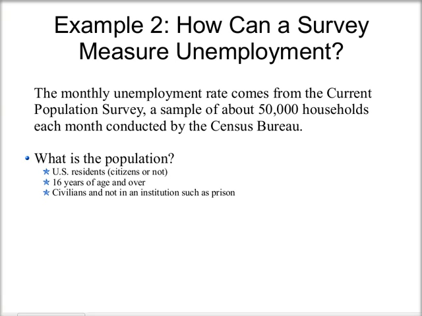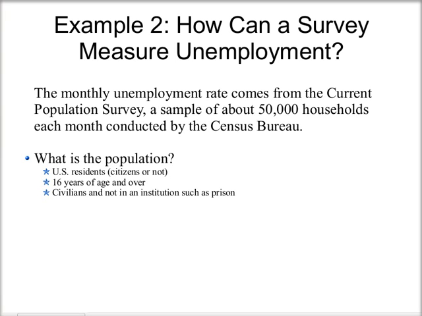Well, they decided that they want to look at all U.S. residents, whether they're citizens or not. And they also want to consider everyone who is 16 years of age and over. So that's what they consider the working age for this study. And they're going to include people who are civilians, so not people who are in the military, and also people who are not in an institution such as a prison. So they've narrowed down what they mean by population when they're looking at unemployment rates.